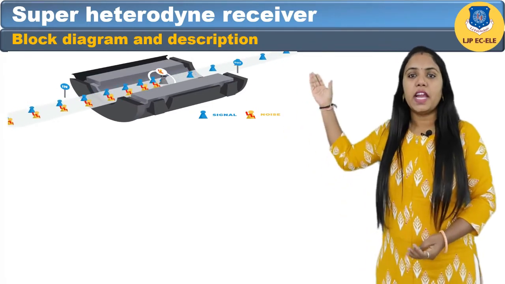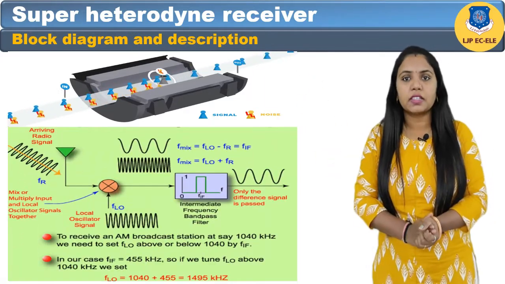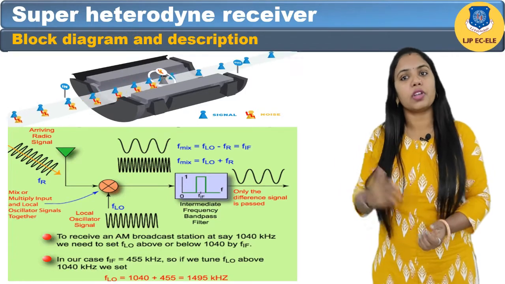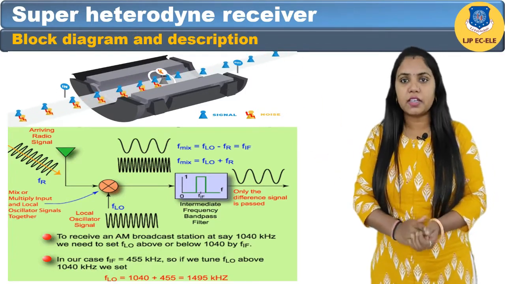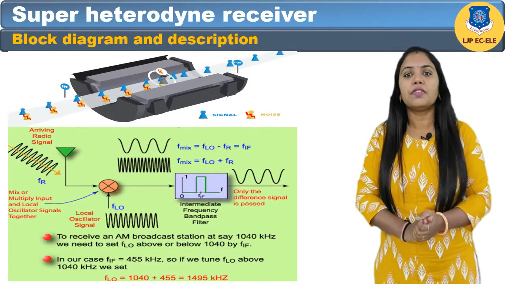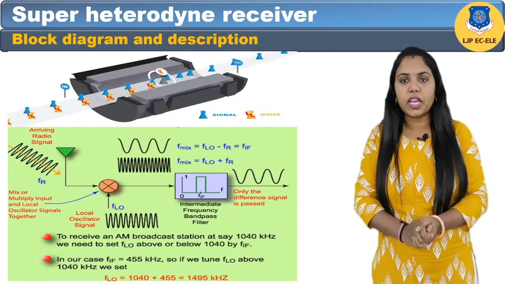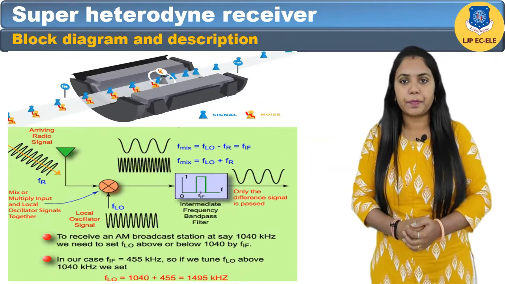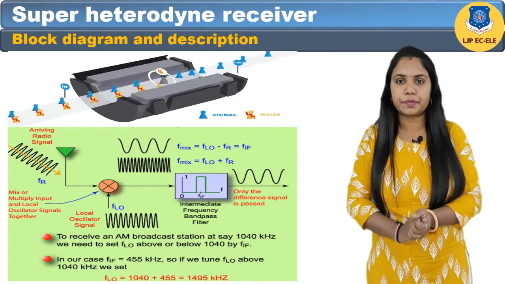The next is heterodyne local oscillator. The second block is the heterodyne, also known as a local oscillator. The frequency of the local oscillator is set so either the sum or the difference of the RF signal frequency and the local oscillator's frequency is equal to the IF used in the receiver. Usually it is around 455 kHz.